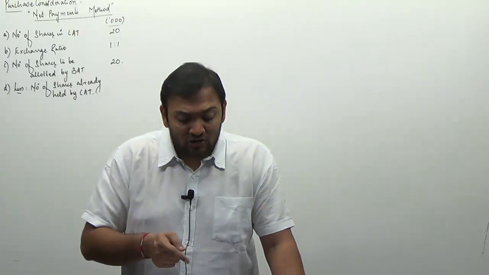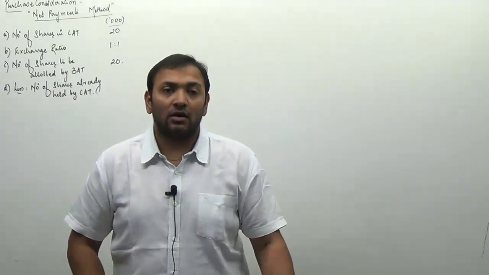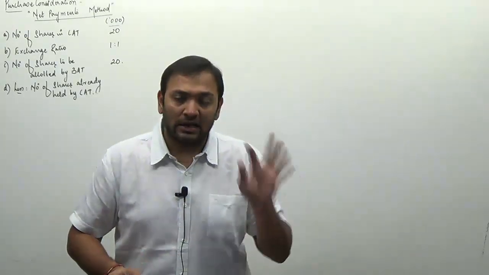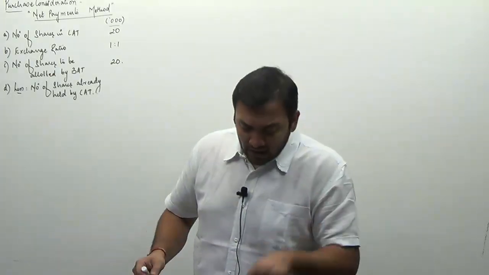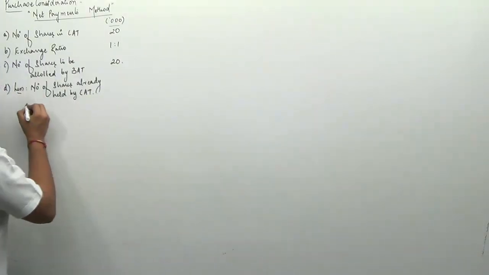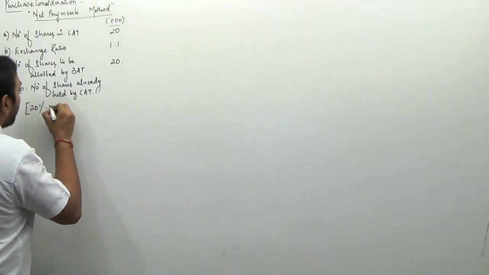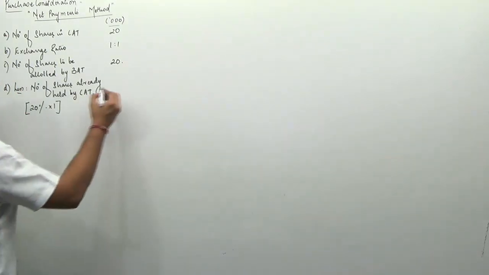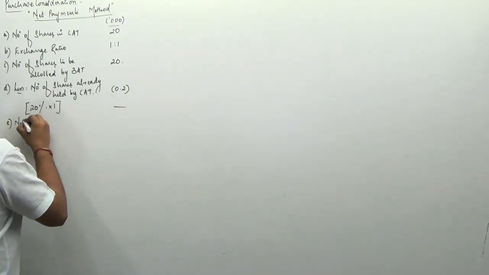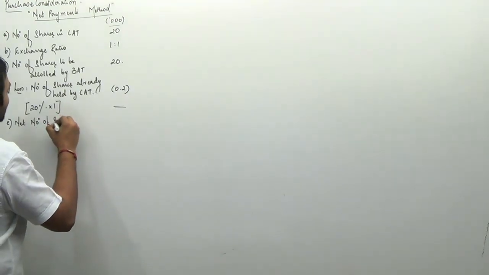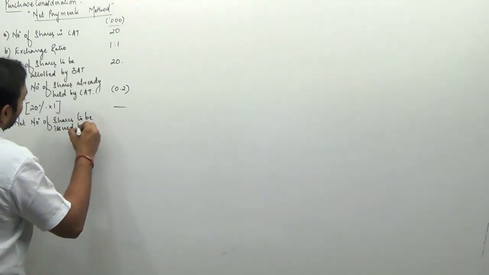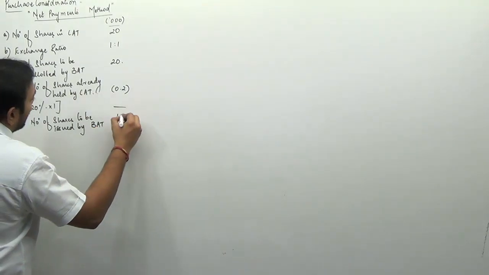Now they are saying they consolidated 10 such shares into one share of 100. I have 10 shares of 10 rupees. If I consolidate to a 100 rupee share, how many 100 rupee shares do I have? 1. Exactly one 100 rupee share is left. Now out of that, 20% of the holding was held by CAT in BAT. So 20% of 1. Net number of shares to be issued by BAT is 19.8.